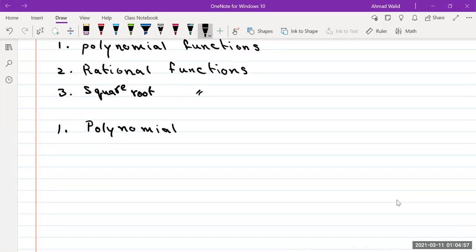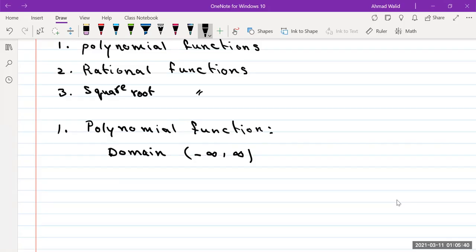Polynomials or polynomial functions. The domain of polynomial functions is always from negative infinity to positive infinity. Any polynomial function that you are talking about, their domain is the same. The domain is from negative infinity to where? To positive infinity. I will not discuss again what is a polynomial, because I already explained it in one of my videos, correct?